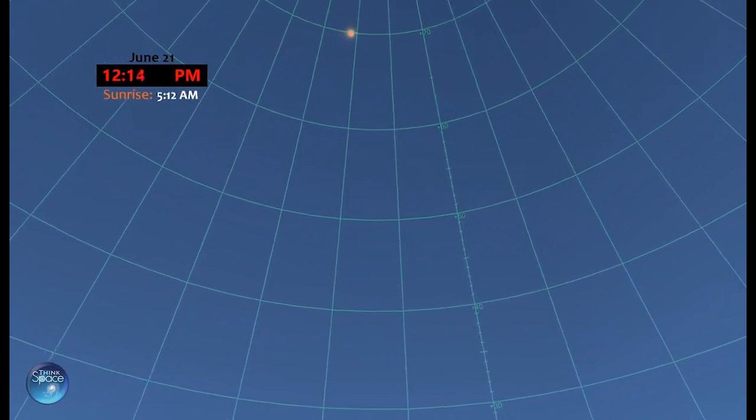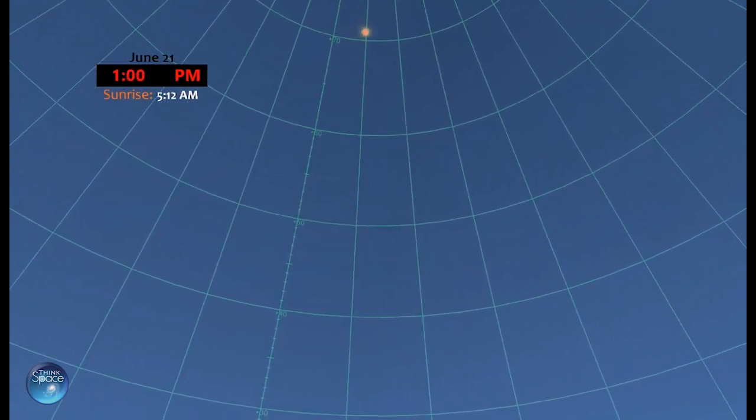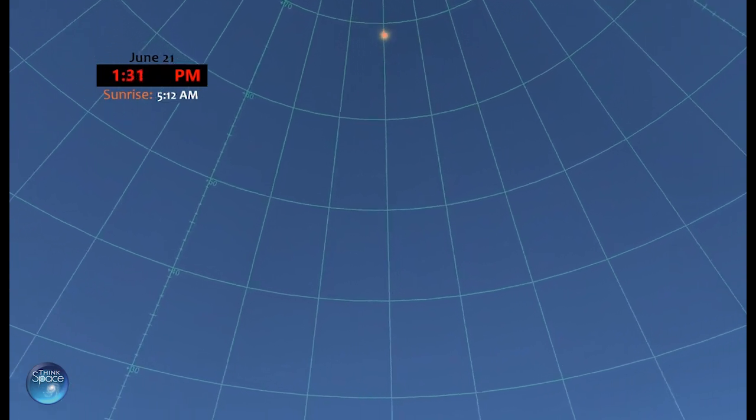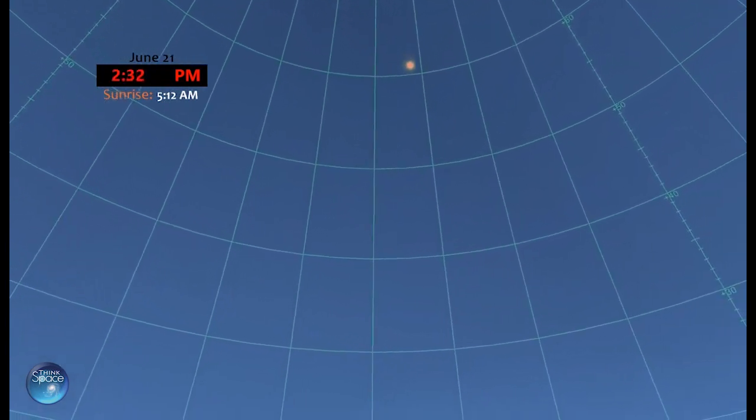The sun is just about to hit its highest point, and there! It's 1 p.m. in the middle of June, and the sun is at its highest point. Now that the sun has already reached its peak, it starts to curve back downward towards sunset.